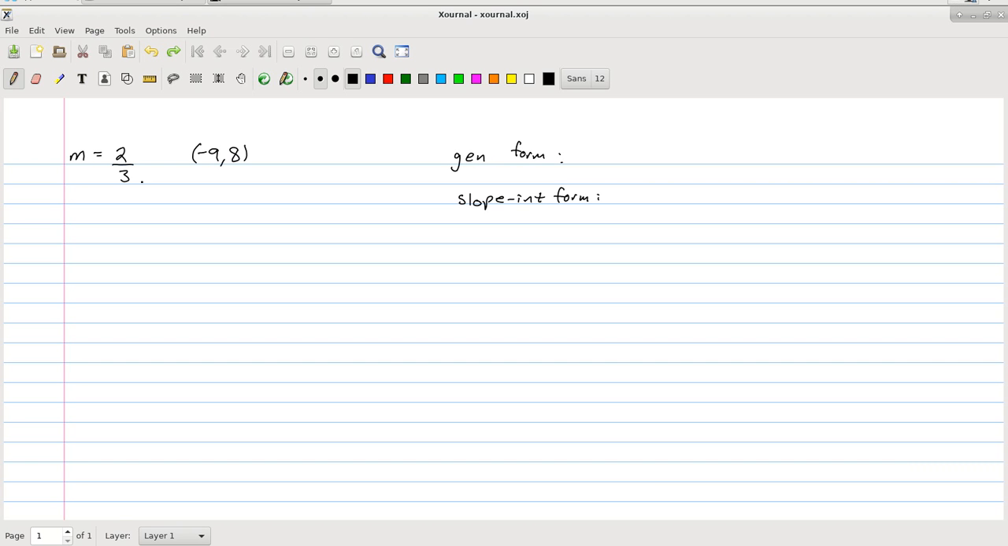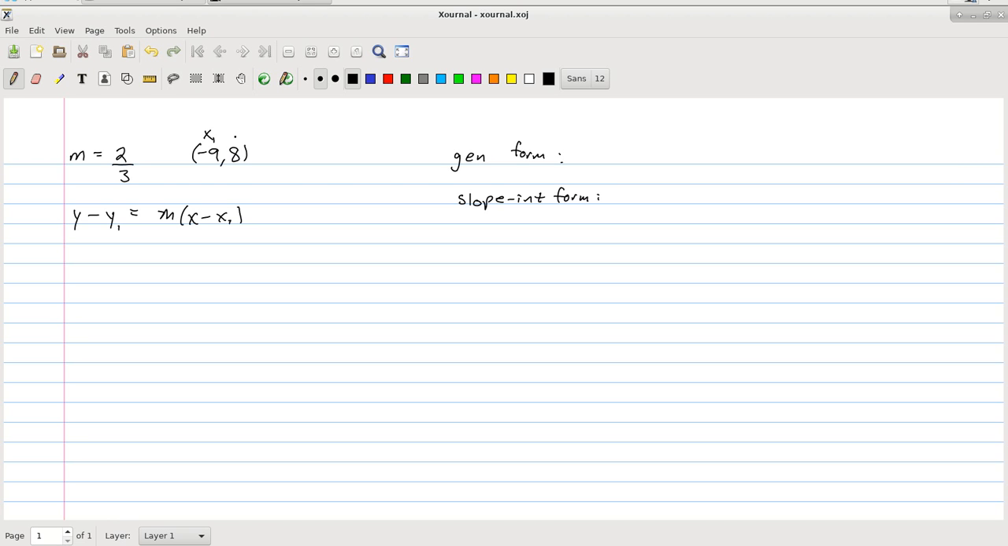Find equations for the line whose slope is 2/3 and which passes through the point (-9, 8) in both general form and slope-intercept form. We're given the slope and we're given 1 point, so a good starting point is to use the point-slope formula, which is y minus y1 equals m times x minus x1. M is the slope that was given, and x1, y1 are the coordinates of the point that was given.